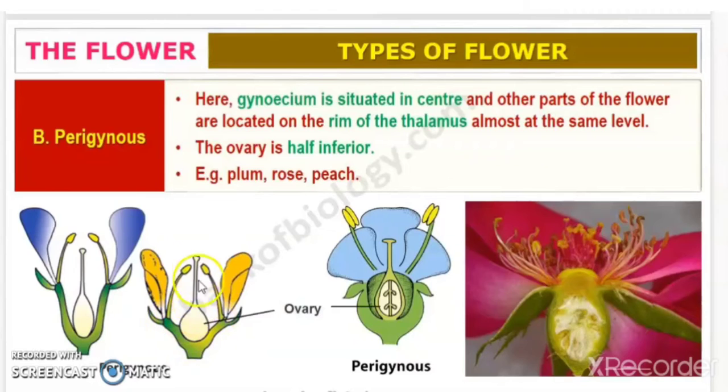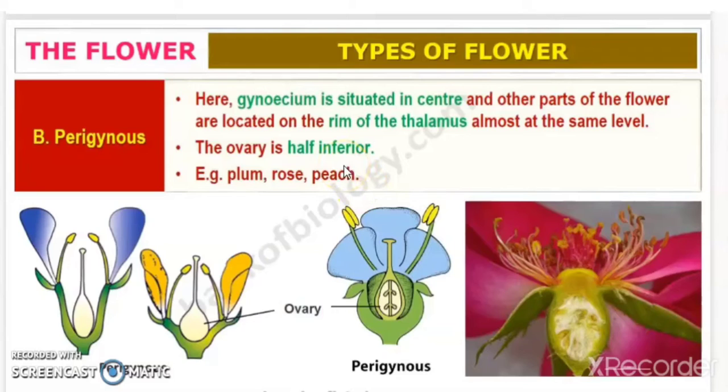So you can see in this flower, the ovary is situated in the center, and the other parts are formed from the rim of the thalamus. Okay, and they will be in the same level. You can see the ovary, it is seen at the same level. That is the gynoecium part, it is seen at the same level of the other floral appendages. And this type of ovary is called as half inferior. What is it? Half inferior.